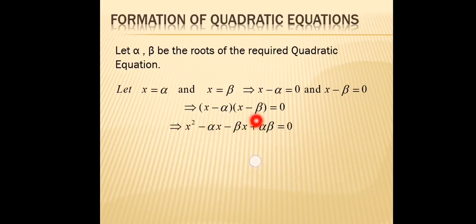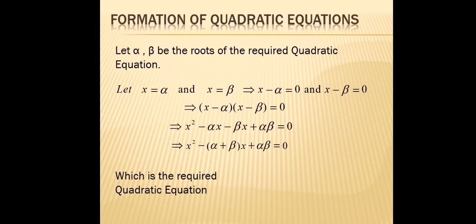While taking out the negative sign common out of these two terms, we will just get x square minus alpha plus beta into x. We have also taken out x as a common factor. Now alpha plus beta is the sum of the two roots which were given to us as the roots of the required quadratic equation. So alpha beta is the product, so we can replace this equation by x square minus sum of roots into x plus product of the given roots to find out the required quadratic equation.